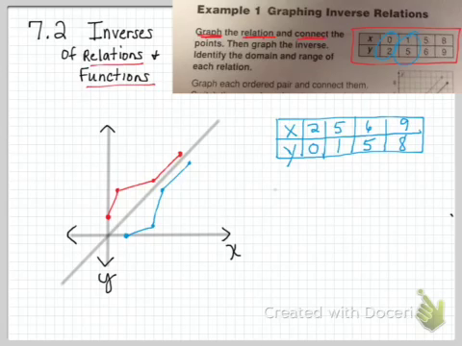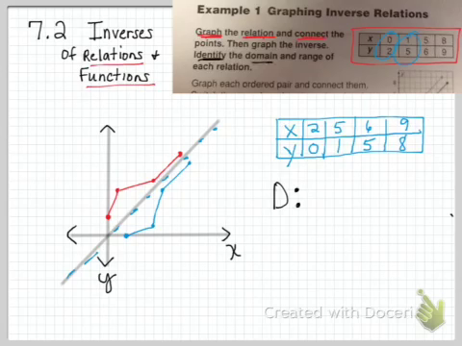Typically, that line, you don't have to draw it. If you do draw it, just make sure you make it dotted or something like that so that we understand it's not really a part of the relation. We're just checking ourselves. But you should notice that the red and the blue line graph are perfectly symmetrical about that line, and that's the case for every inverse function. Then they're going to ask you to identify the domain and range, and that's what the last part of the directions tell me to do.